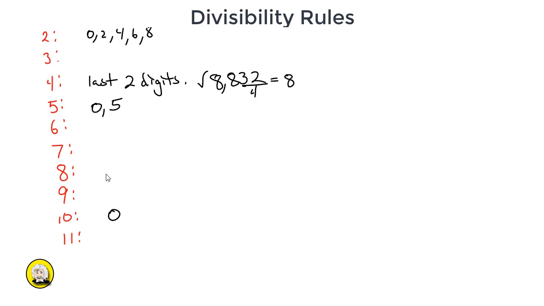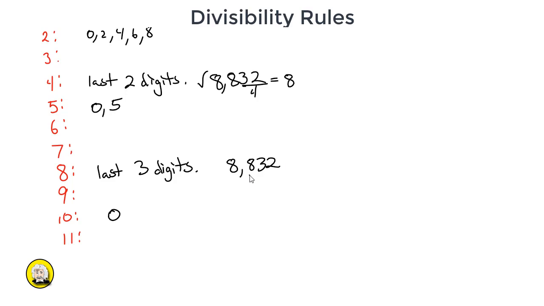And as we go to 8, which is 2 times 2 times 2, 3 times, we want to, not surprisingly, check the last 3 digits for divisibility by 8 in this case. So let's take the same number and see how that works out.